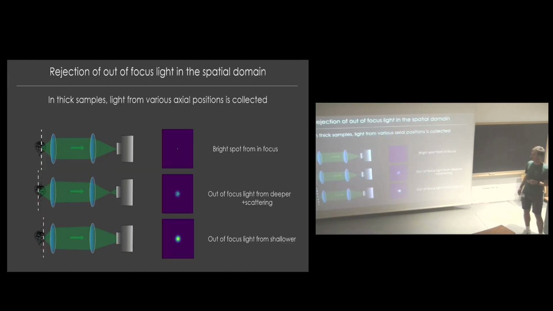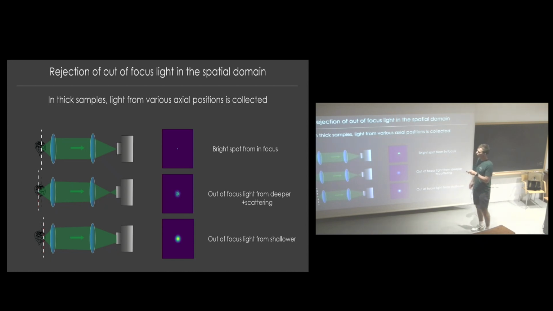So I will start with the spatial domain and with this illustration, because actually in a sample, you don't collect light only from one plane, but from various planes. So here, if you are in focus, basically you collect some light and it will be focused on your camera.